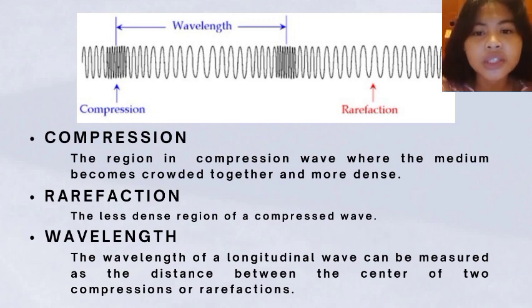I guess all of us will just simply say that it is the crest of the wave, but it is the compression. Compression is the region in a compression wave or in a longitudinal wave where the medium becomes crowded together and more dense. So that wave will be crowded in a single phase. Rarefaction, on the other hand, is the less dense region of a compressed or longitudinal wave. As I've said earlier, it is the gap. It is the less black part in the illustration. So that is the difference between the compression and the rarefaction.